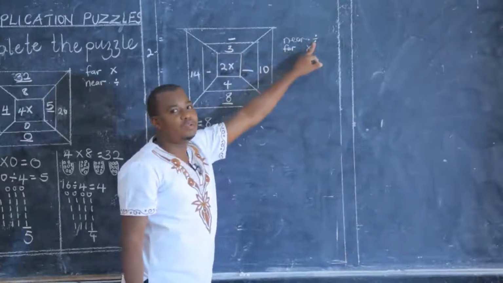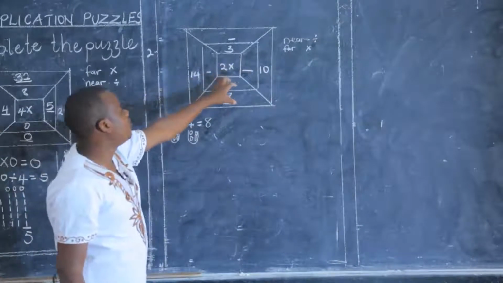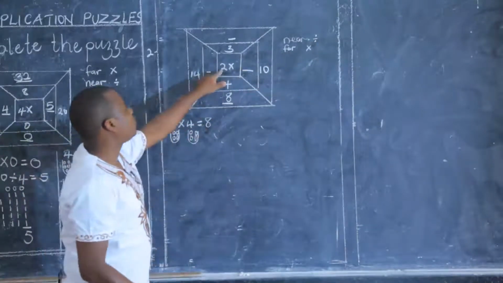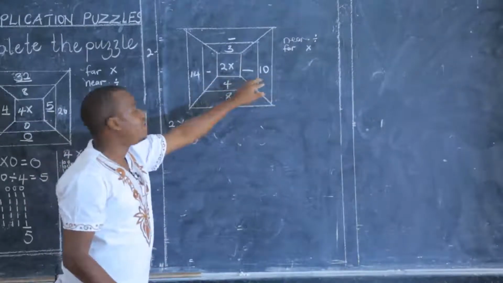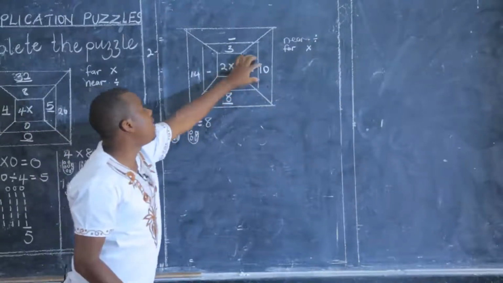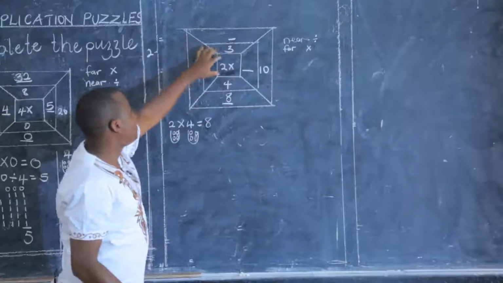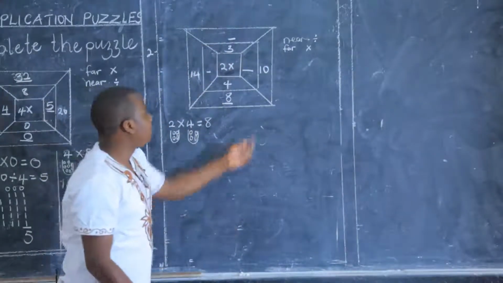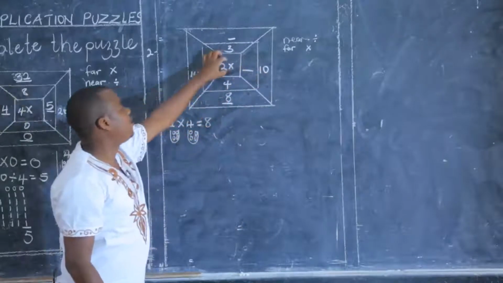So what shall we do? We are going to divide. And how do we divide, my children? Don't say 2 divided by 10. No, this one has already multiplication. So you get the bigger number, divide by the smaller number. So that will be 10 divided by 2.